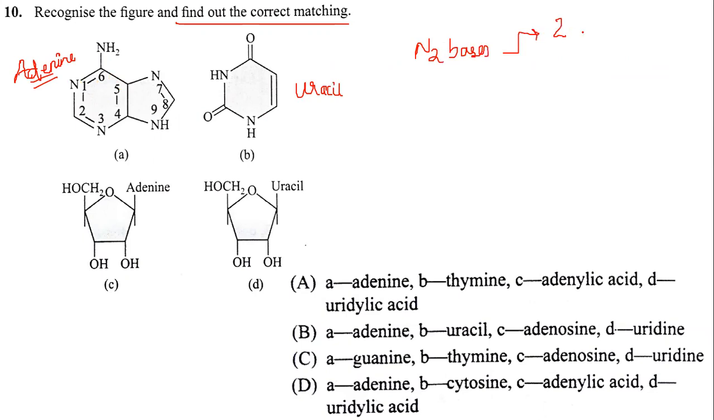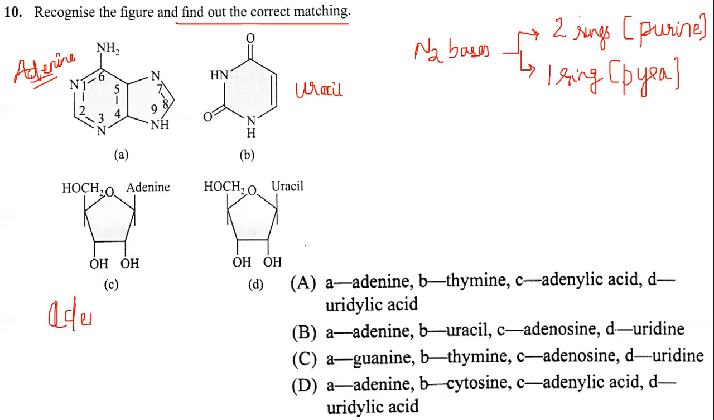Certain nitrogen bases have 2 rings, whereas certain nitrogen bases have a single ring. Double ring you will call as purine, and single ring you will call as pyrimidine. So purine, double ring, it is adenine, and this is uracil. And this is adenosine, which is actually a nucleoside, and this is uridine. Clear? So which is the correct answer for question number 10? Option B: adenine, uracil, adenosine, and uridine.